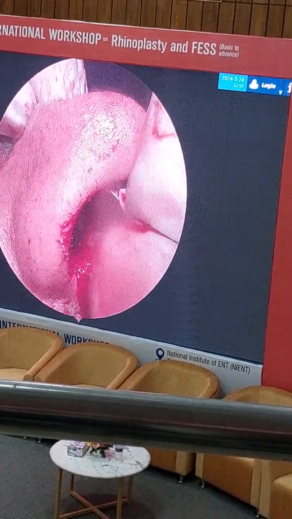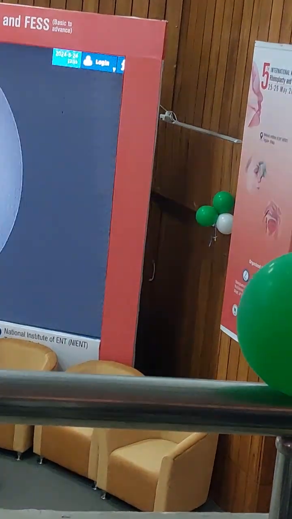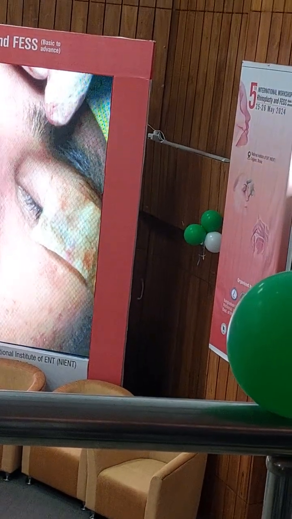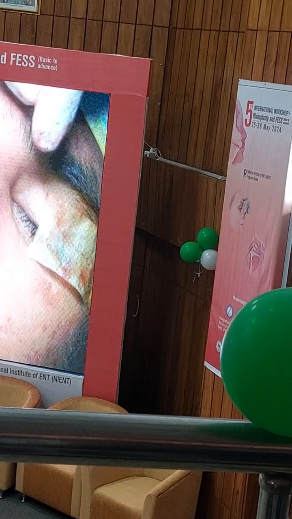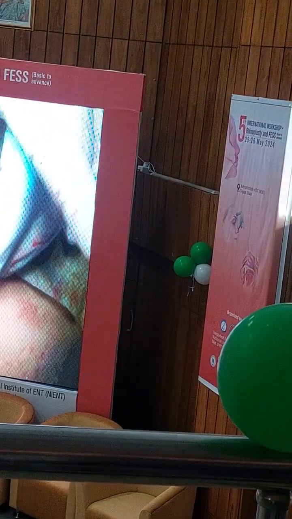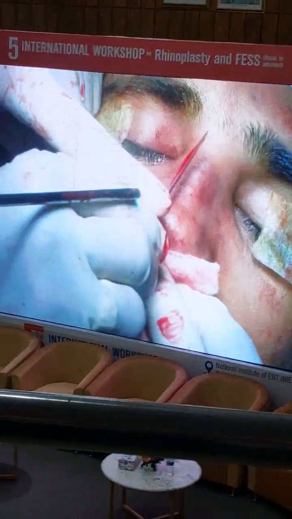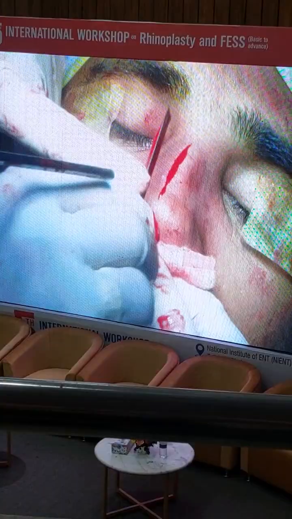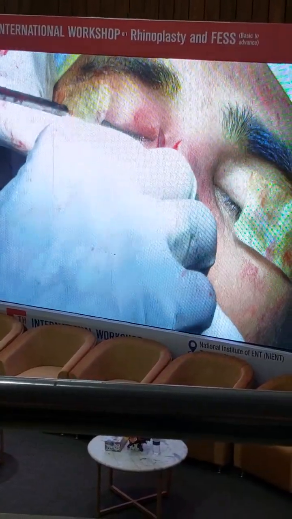Look, this is my mucosa, and the osteotome goes over the mucosa. There will be a lot of bleeding. For direction, you have two options: either you go like this, or you go in the superior oblique manner.